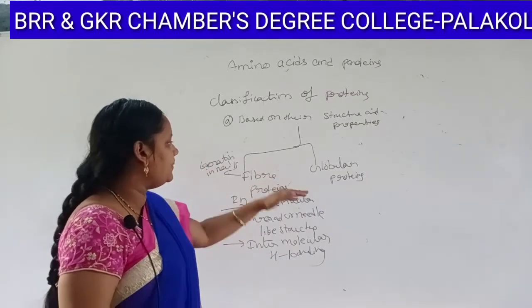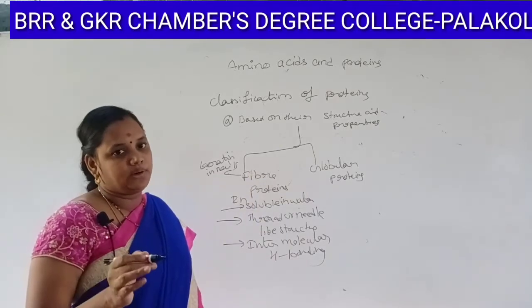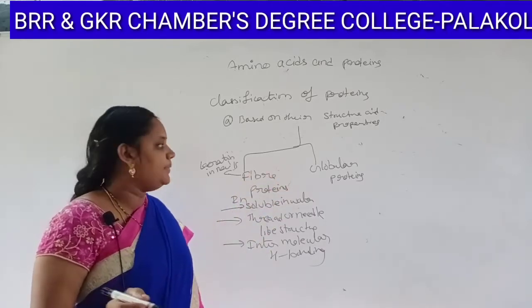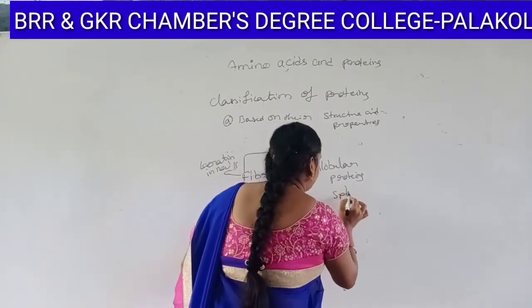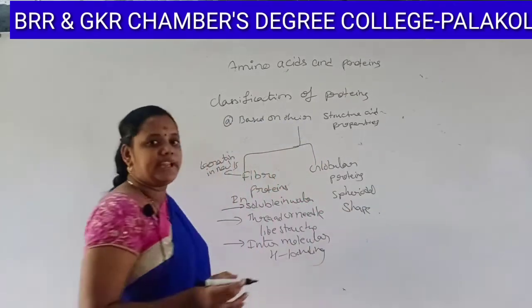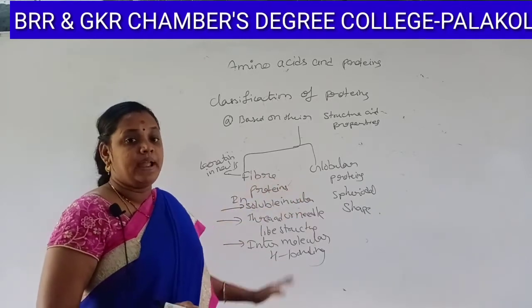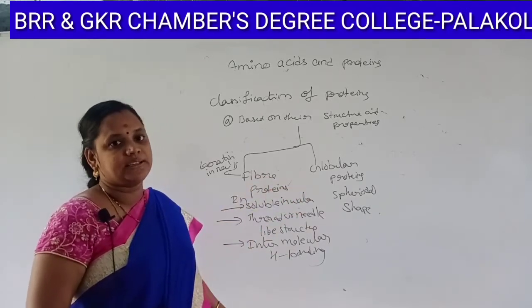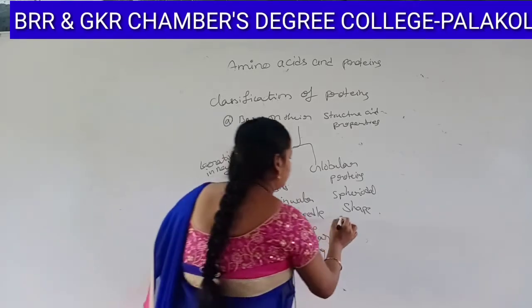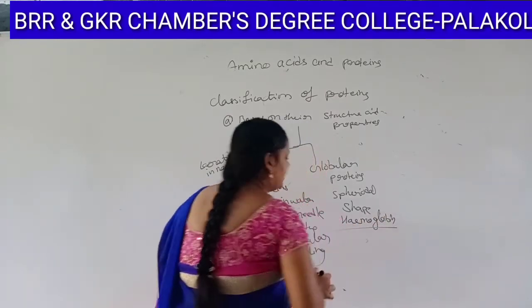Coming to globular proteins, they are attached by intramolecular hydrogen bonding. They are soluble in water and they are folded into compact units. I mean, they have a spheroidal shape. Students, they are also connected through hydrogen bonding. An example is hemoglobin, which is present in our blood.